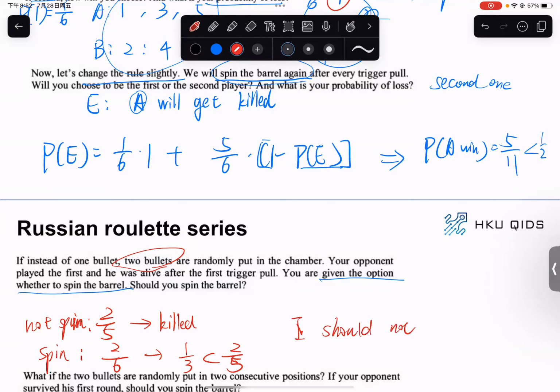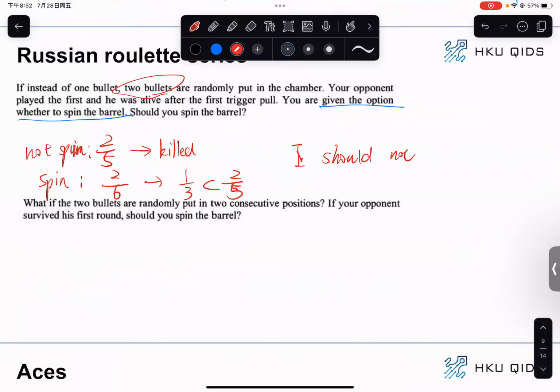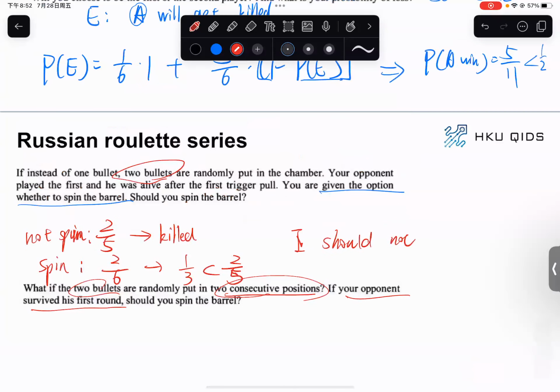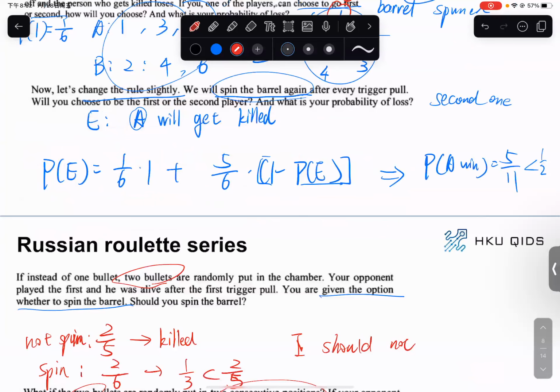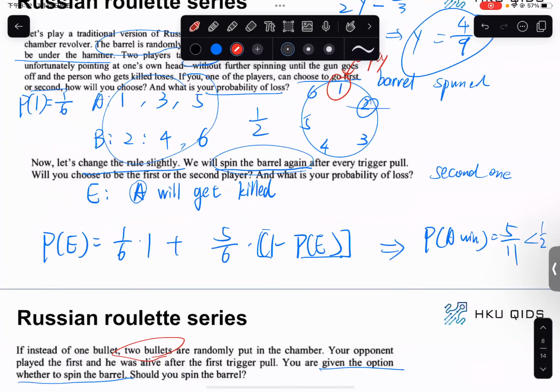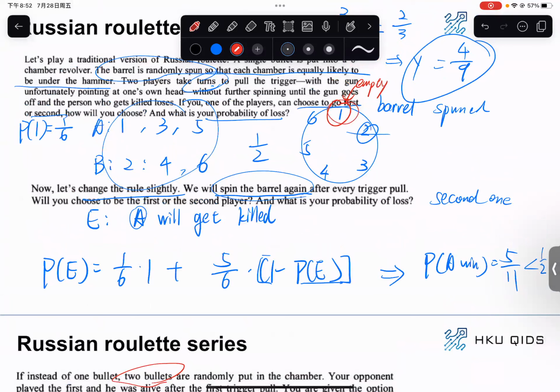Now let's come to our last variant. What if the two bullets are randomly put into consecutive positions? And again, your opponent barely survived his first round. Should we spin the barrel? By putting two bullets into consecutive positions, as long as we already know the first position is empty, we can think of 2, 3 as one position, 3, 4 as one position, 4, 5 as one position, and 5, 6 as another position.